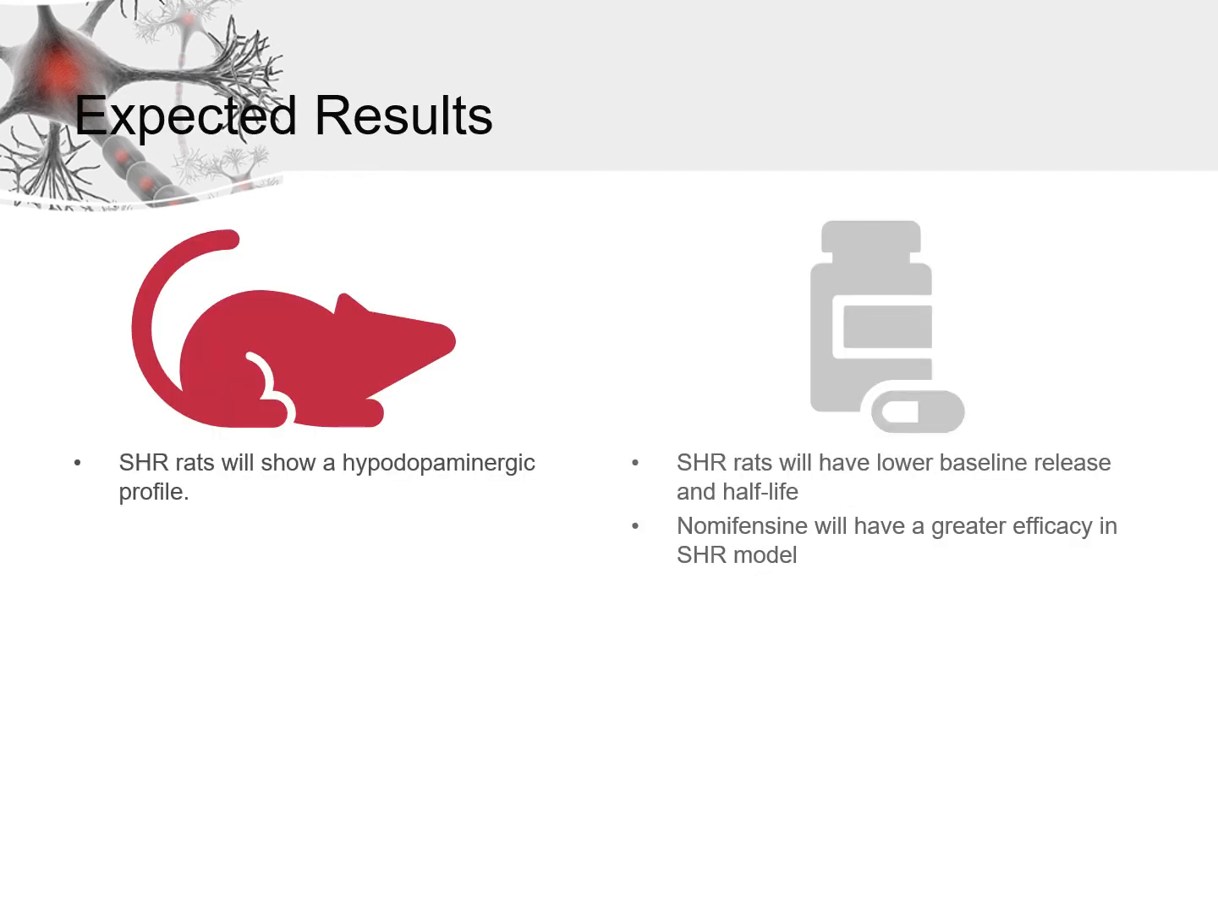Ultimately, we expect that SHR rats will show a hypodopaminergic profile in amperometry. That is, that they will show reduced levels of dopamine as opposed to the WKY control. Because of this, we also expect to see a greater efficacy of nomifensine, which again is a dopamine agonist that works by blocking reuptake of dopamine and raising extracellular amounts of dopamine.